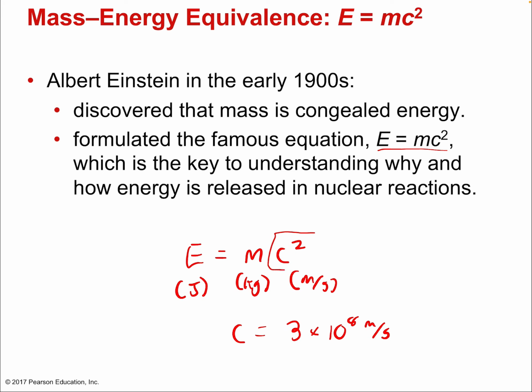This number right here is so huge, such a huge number, that you can get billions of joules of energy just for a tiny amount of mass. There's a lot of energy tied up in mass. Okay, it's tied up in that strong nuclear force field. It's potential energy of the nuclear force.